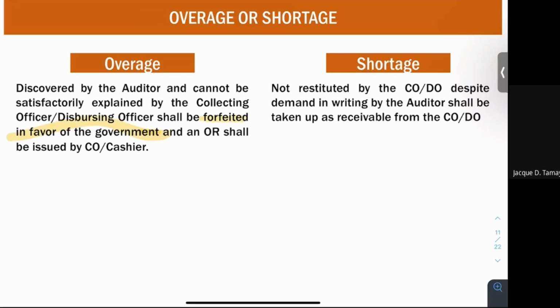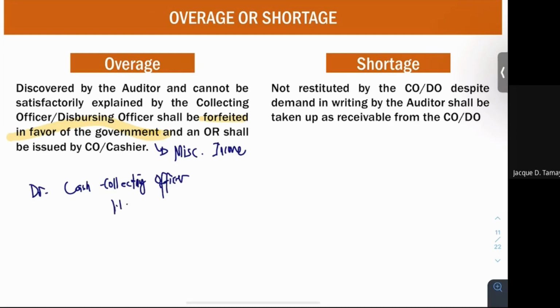So how do we account for it once it is forfeited? It is treated as a miscellaneous income. So when you record it, you debit the overage to cash, collecting officer, and then you credit it to miscellaneous income.